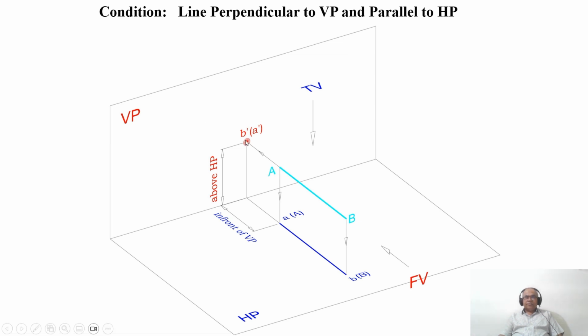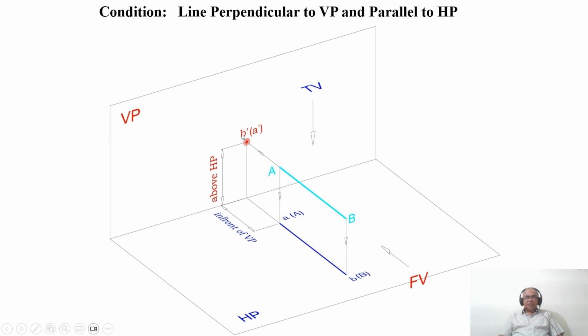That is this point. Why are you getting a point? Because both B and A, when projected in the front view on the vertical plane, are going to coincide. And we have B dash and A dash. So why B dash and A dash?